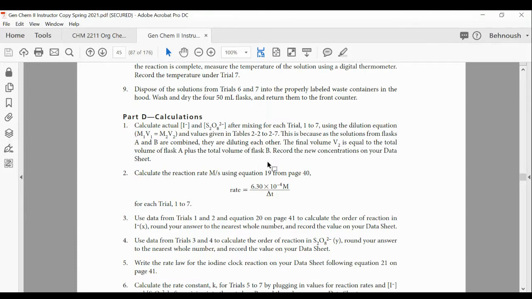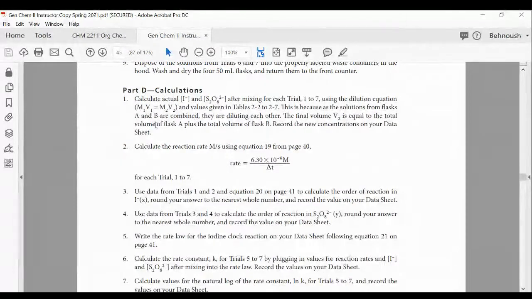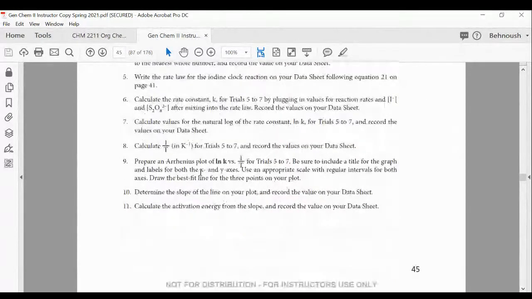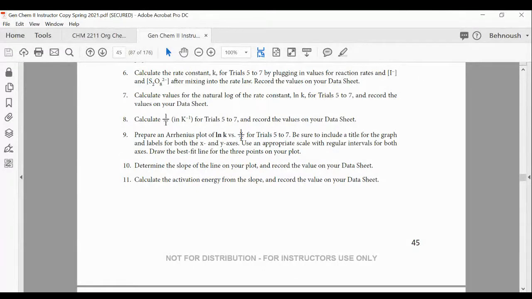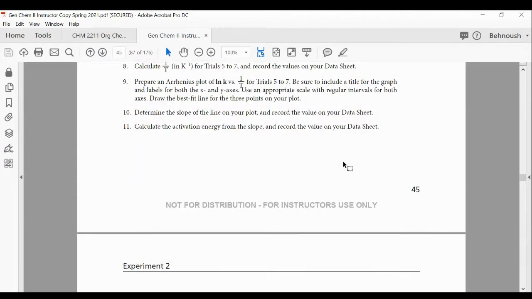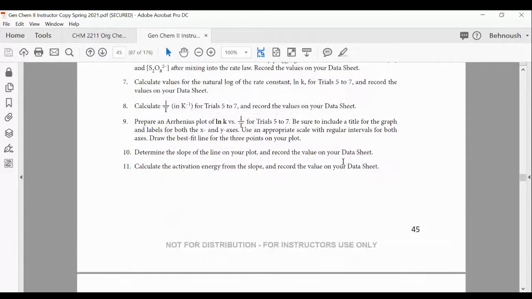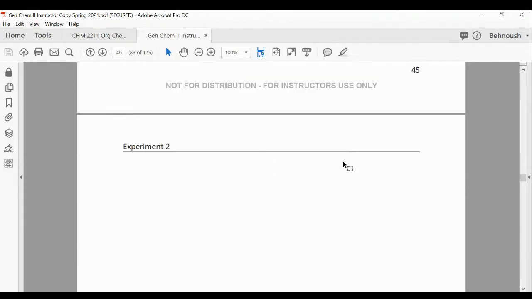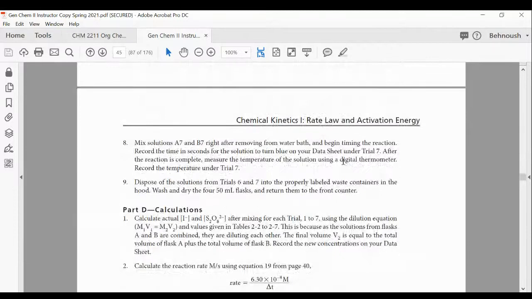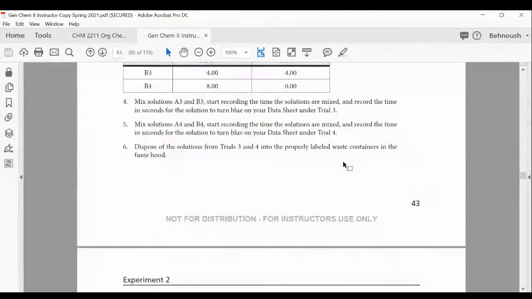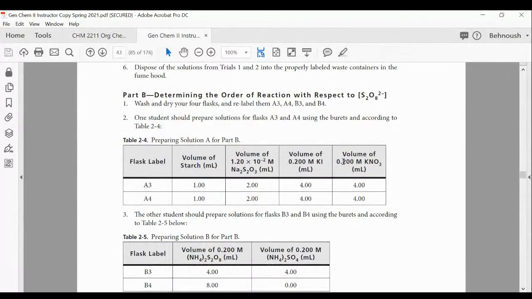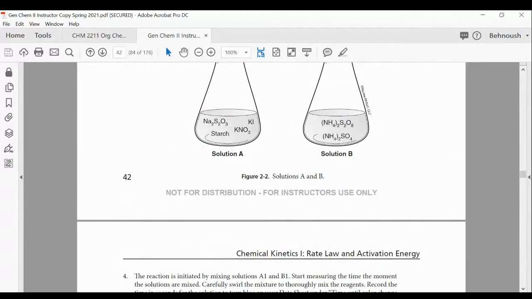It is also recorded under the pre-lab discussions for February 16. Today is 16 or 17? 16, yes. So you will also see the calculation right here. Okay, ln k versus 1 over T, and T must be in Kelvin. For trials 5, 6, and 7, you find the slope, and from the slope, you can calculate the value for activation energy. You don't have a mini lab report, it's just this calculation for this experiment.